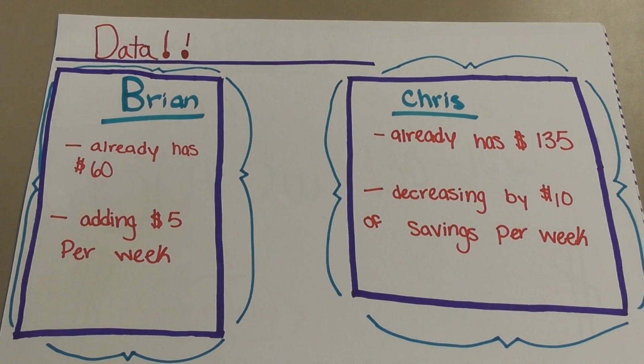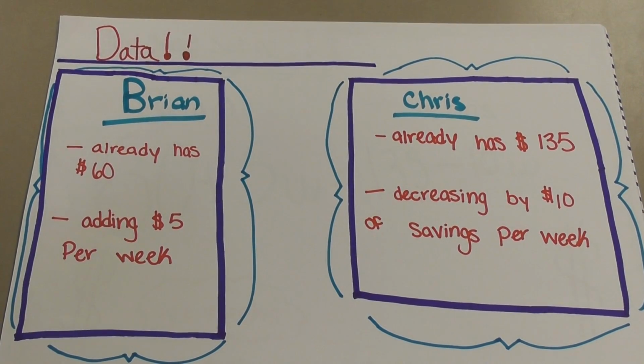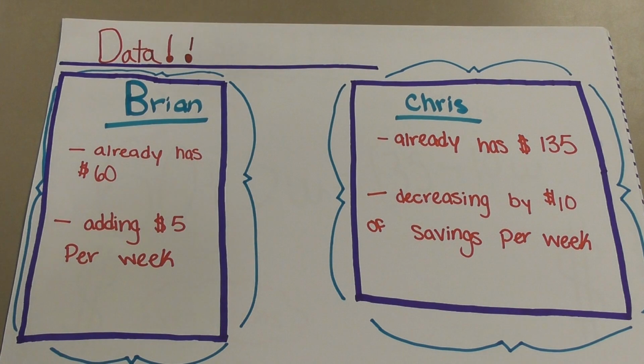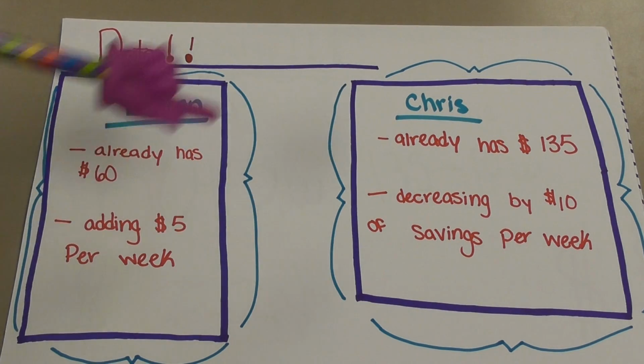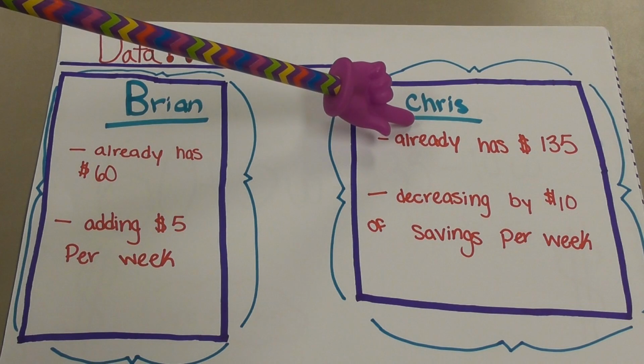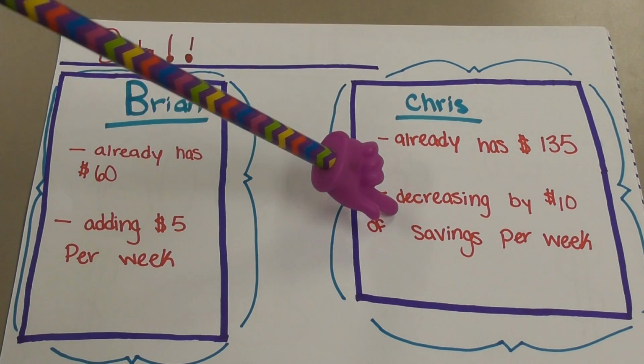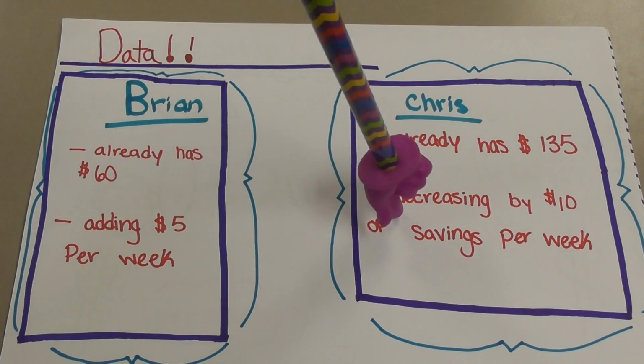The first step would be to set up this problem. Let's start out by trying to figure out how many weeks it'll take for Chris and Brian to reach the same amount of money. Brian has $60 in his savings account, and he keeps adding $5 each week. Chris has $135 in his savings account and is taking away $10 of his savings each week by spending it.